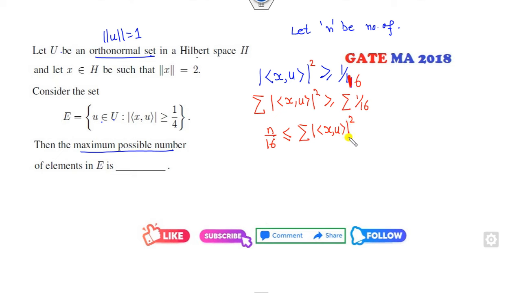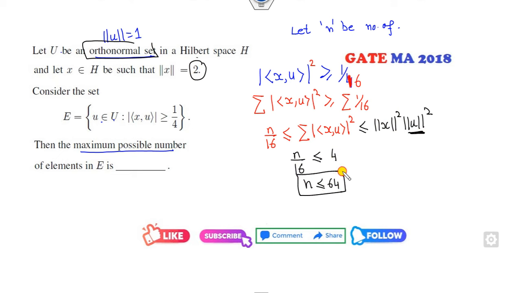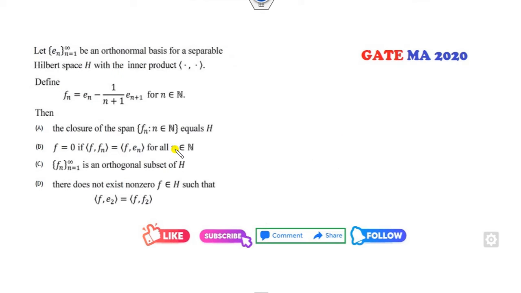Fine. Now once this is here, I can apply the Cauchy-Schwarz inequality. It is norm of x squared times norm of u squared. But u is orthonormal, so this value is my 1. The norm of x is my 2, but we need a square, so this is less than or equal to 4. So n must be less than or equal to 64, and we need a maximum number. So what is that? This is the upper limit. So 64 is my right answer for this problem.